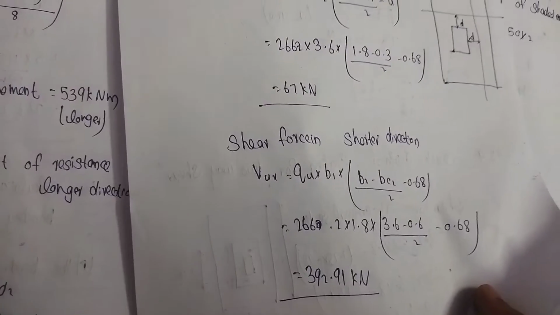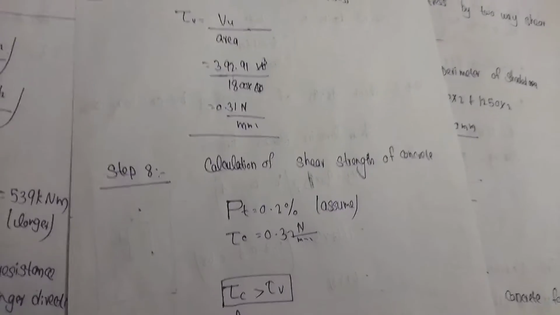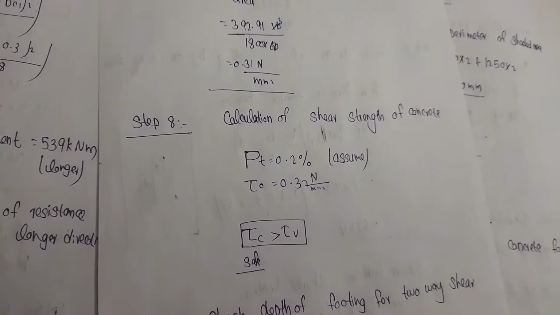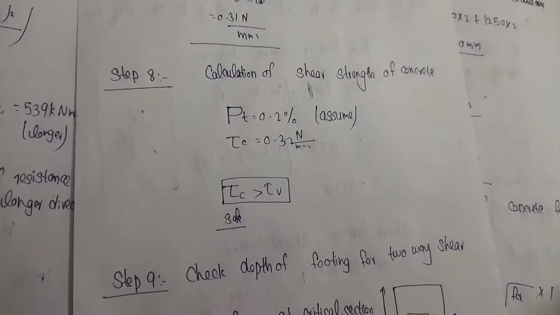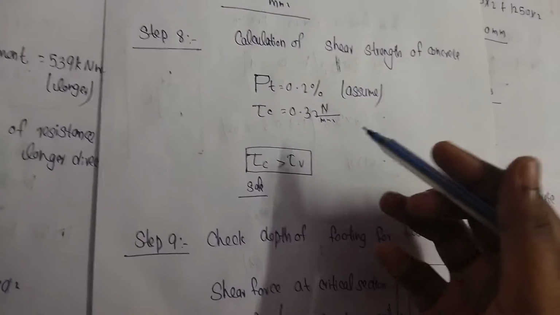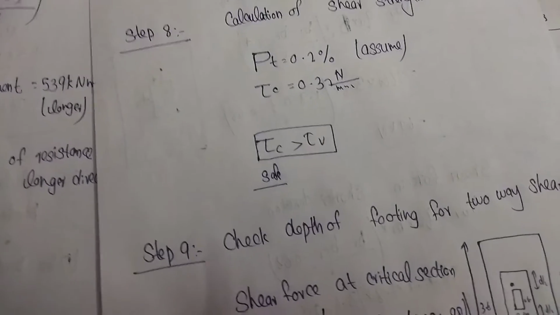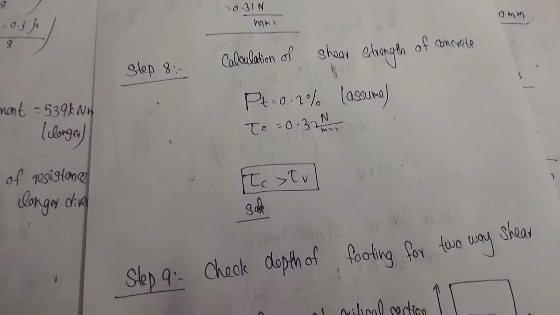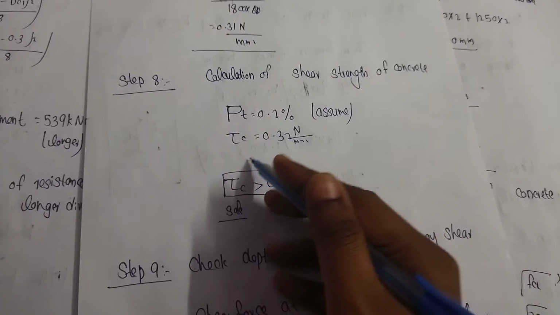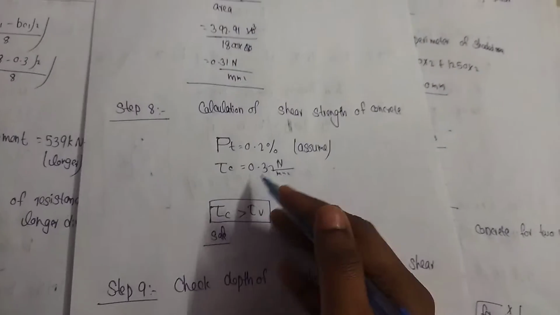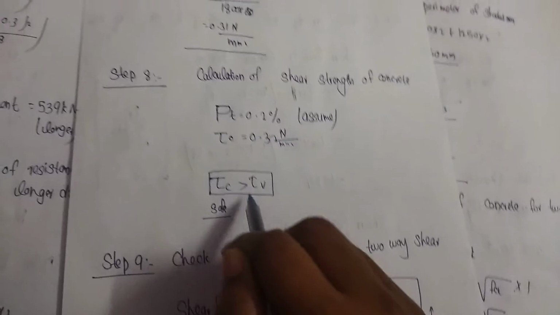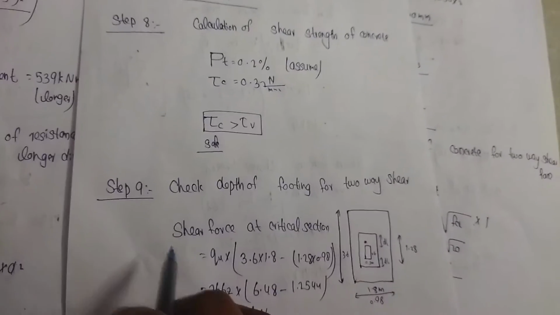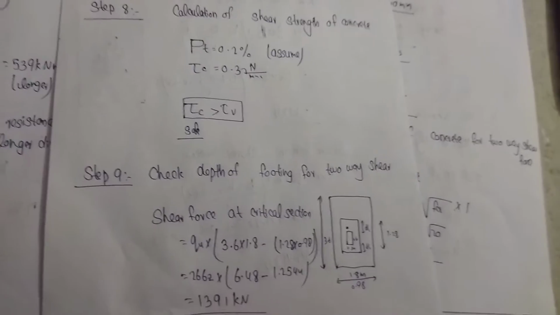Then take the maximum value of the shear, that is 392.91. Substitute the values and areas. After that, calculate the shear strength of concrete. Pt, the percentage of steel reinforcement, we assume as 0.2%. Then we calculate tau c by using the code. This equation we already learned in all the designs. Then compare this tau c and tau v. Then the check of the footing for one-way shear is done.